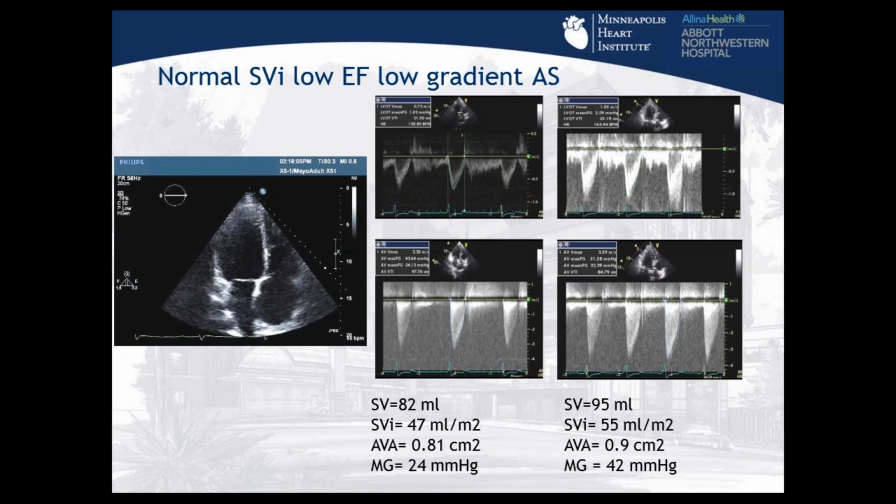So this is back to the case we showed. If I show you this set of data here, this is the patient where he has low ejection fraction, he has discrepant hemodynamics, but his stroke volume is 82 and stroke volume index is 47.